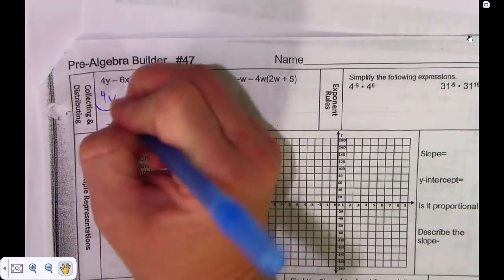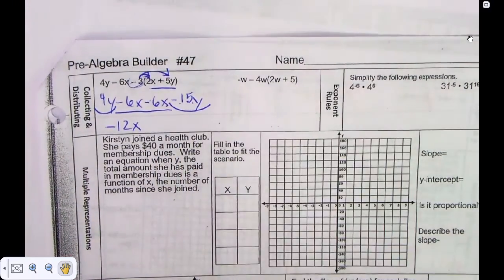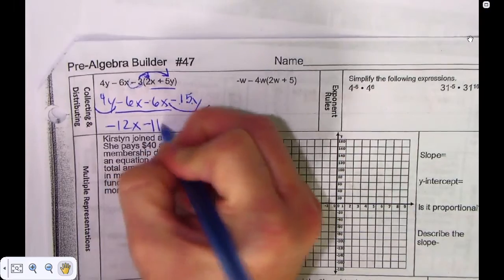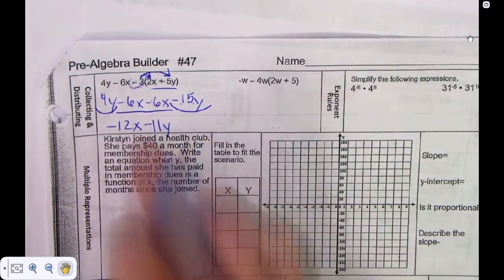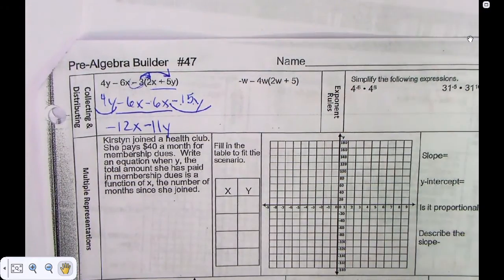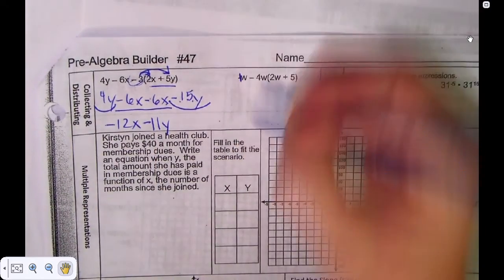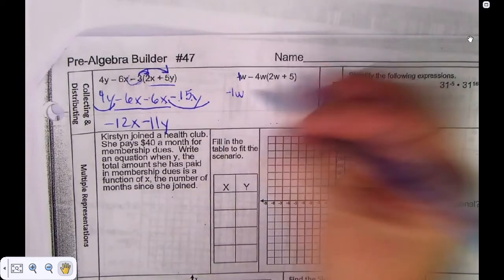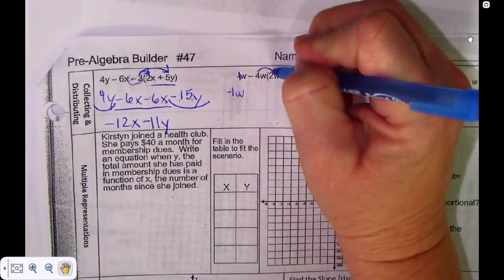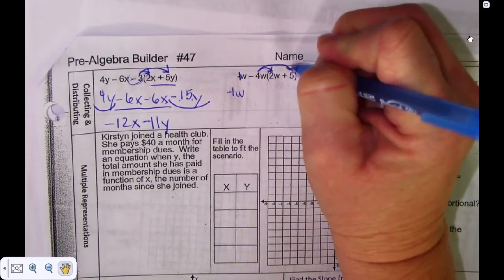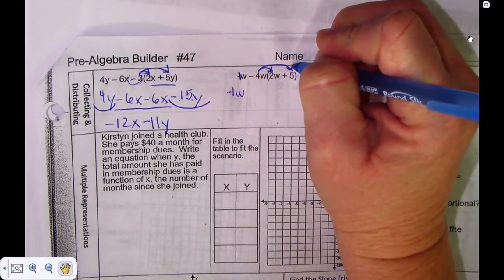Now, what's 4 minus 15? Negative 11y. Awesome. And we can't do anything else. That's it. We can't combine x and y's. Now, let's put a 1 in front of that w. So, negative 1w. Now, I'm going to multiply that times that times that. What am I going to get?